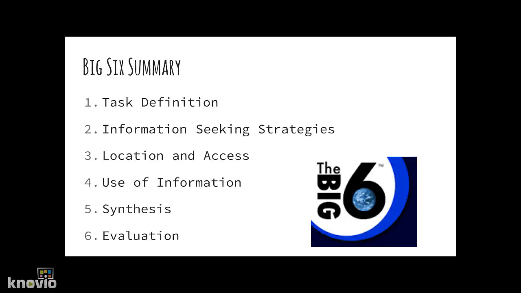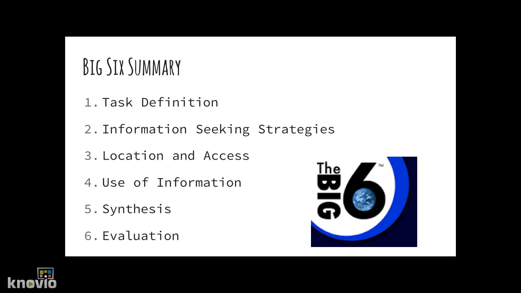In the first step, you define the task by defining the information problem and identifying other information needed to solve the information problem. In the second step, you use information-seeking strategies to determine all of the possible sources you might use in your research and evaluate those sources to find the best ones. In the third step, location and access, you locate priority sources and begin finding information within those sources.